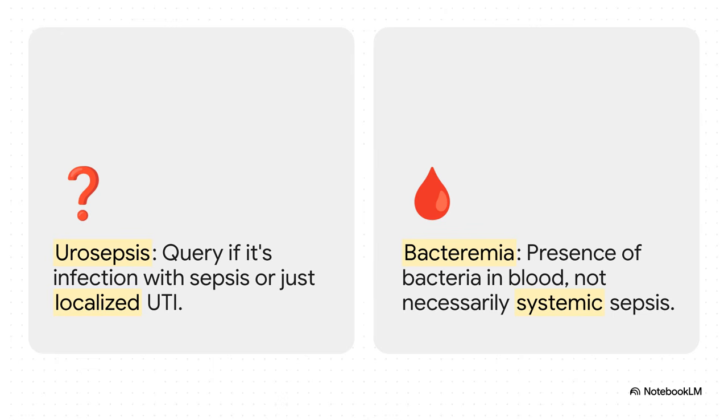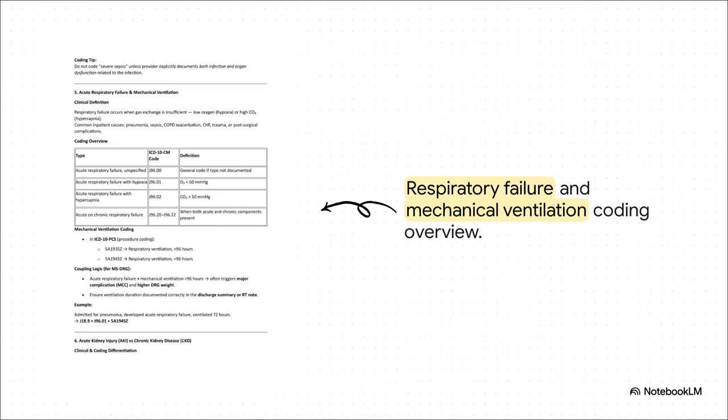Listen, vague terms are the absolute enemy of accurate DRGs. If a doctor just writes down urosepsis, a coder must query them to clarify, do they mean a localized UTI or actual systemic sepsis? Similarly, bacteremia just means there's bacteria in the blood. It does not automatically mean systemic sepsis. And here is a golden rule to remember. Never ever code severe sepsis unless the provider explicitly links both the infection and the resulting organ dysfunction right there in their notes.